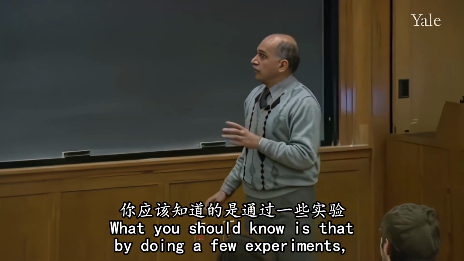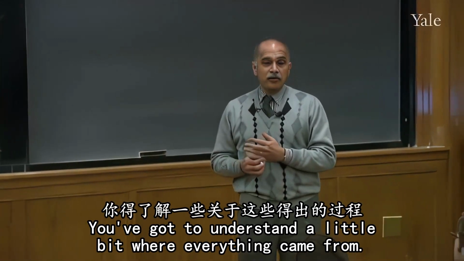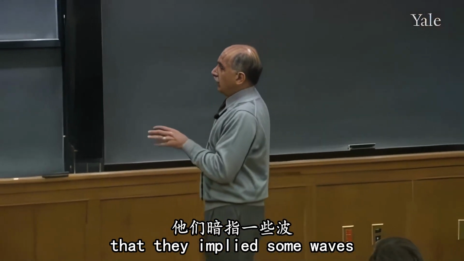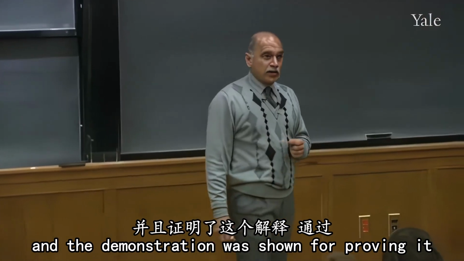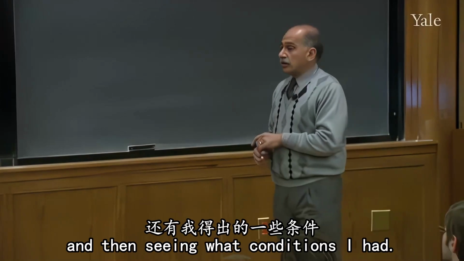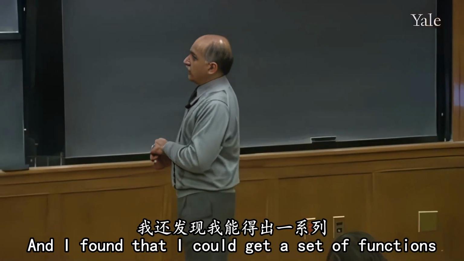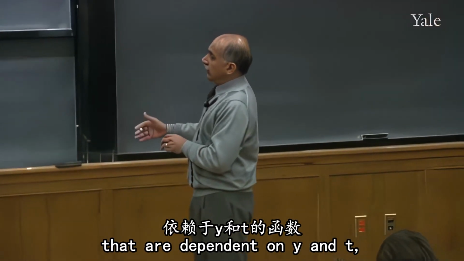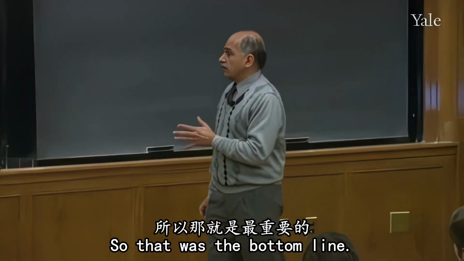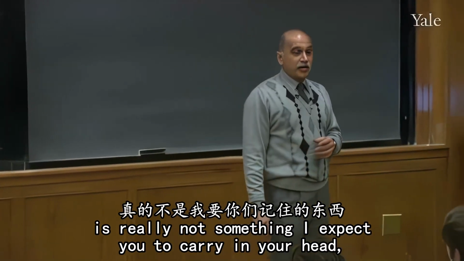What you should know is that by doing a few experiments, one wrote down these Maxwell equations. You got to understand a little bit where everything came from. Then the whole class was demonstrating that they implied some waves. And the demonstration was shown by proving it for infinitesimal loops and infinitesimal cubes, and then seeing what conditions I had. And I found that I can get a set of functions that are dependent on y and t, and that they really travel at the speed of light. So that was the bottom line. Actual derivatives and how everything happened is really not something I expect you to carry in your head.